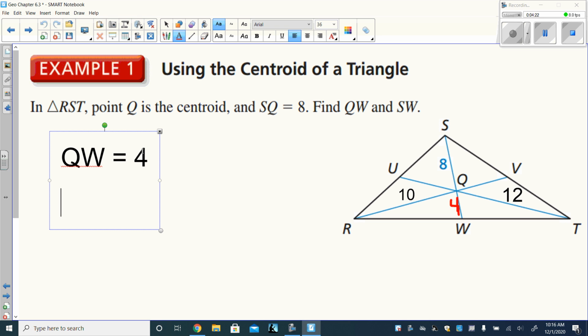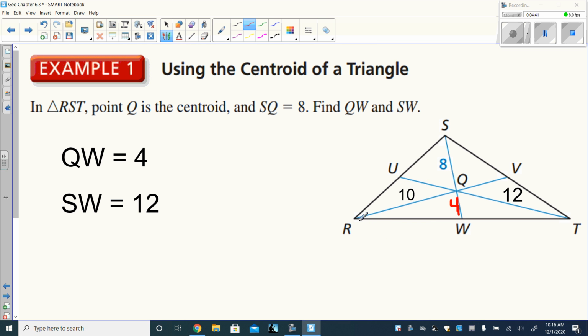Now, SW is the whole length. Since I know the bigger and smaller, I know these two parts. The whole length, SW, would be 8 and 4, which would be 12. That's it. Now let's look at the other ones because we have all of them here. Now RQ is the bigger length. The bigger length is always going to go from the angle to the centroid, and the smaller is always going to go from the centroid to the side.